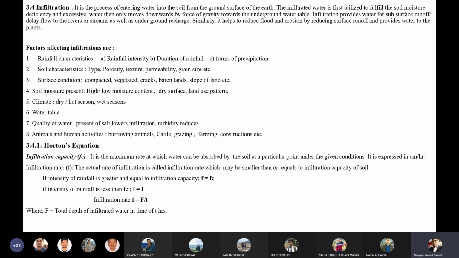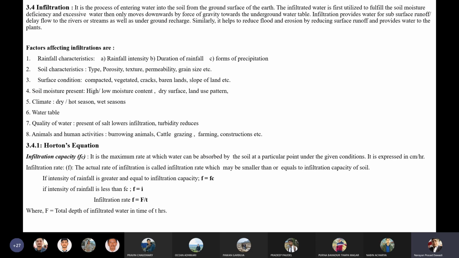Now, climate. According to the climate, the rate of infiltration is also different. For the dry season or hot season, the infiltration rate is high, because the soil is already dry and there is no moisture content in the soil. So the soil has a very high absorption capacity at that time. But when there is a wet season, with timely rain falling in that season, then the soil already has some moisture content. So the absorption of the soil will be low. That's why the infiltration rate also reduces.